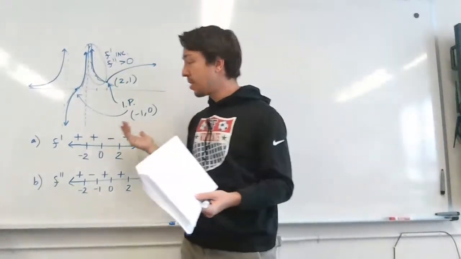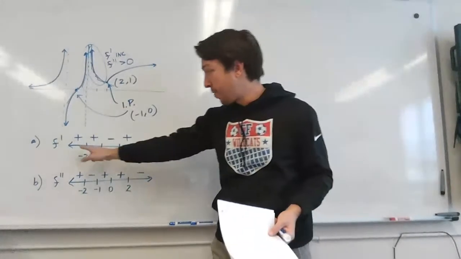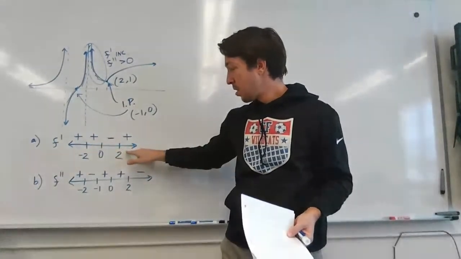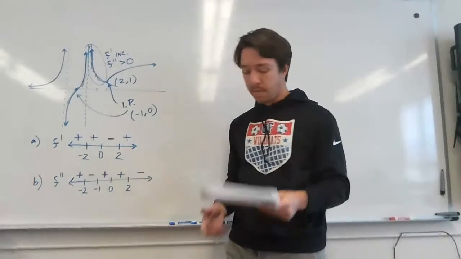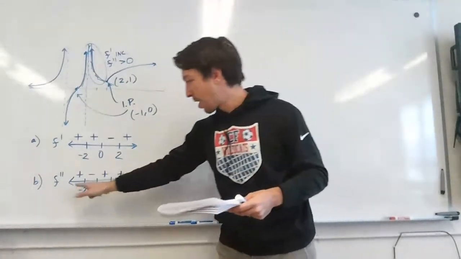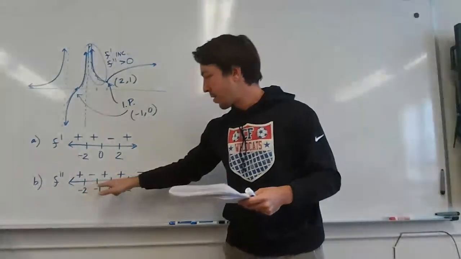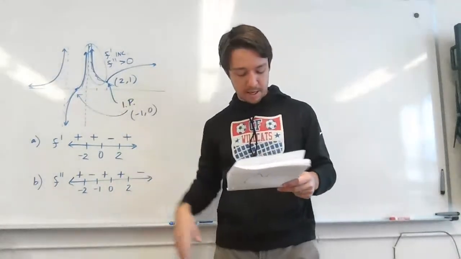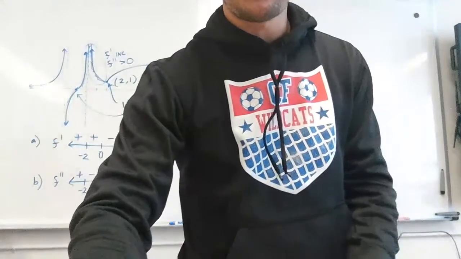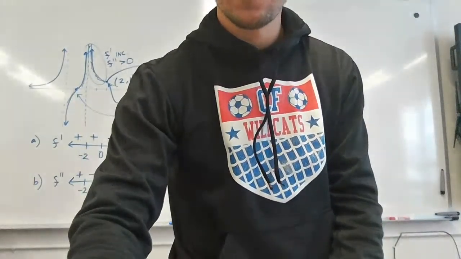Where is it increasing? It's increasing wherever the derivative is positive. Where is it decreasing? It's decreasing wherever the derivative is negative. Same thing for concavity. It goes concave up, concave down, concave up, concave up, concave down. And then we already talked about the inflection points. So that's it for us.